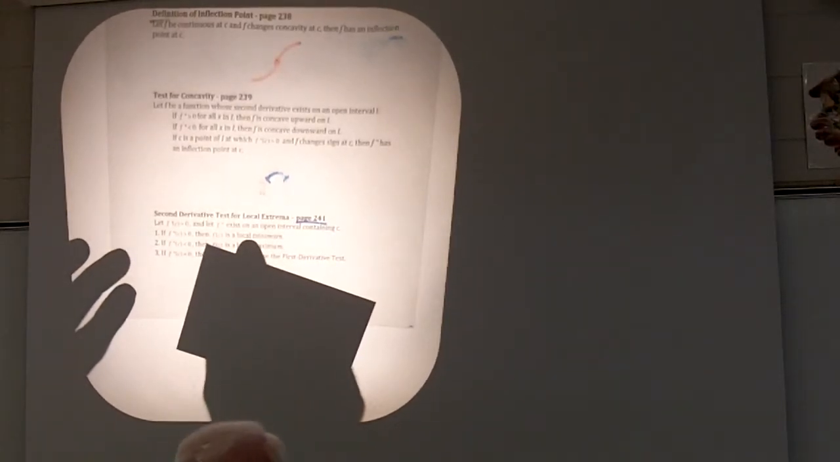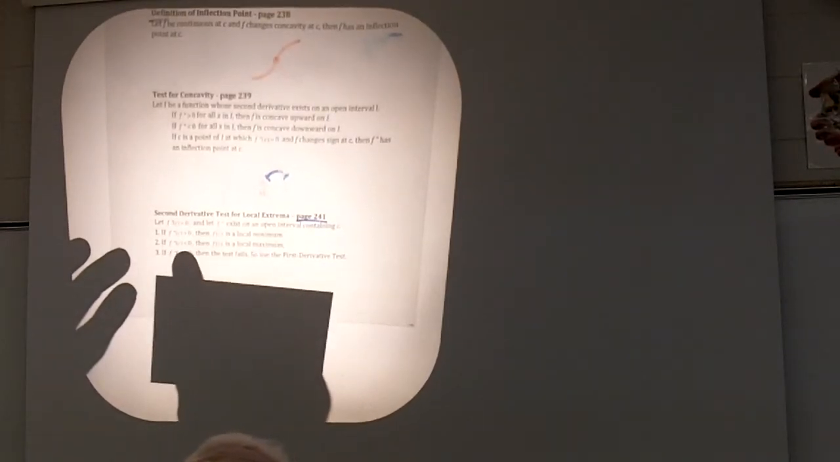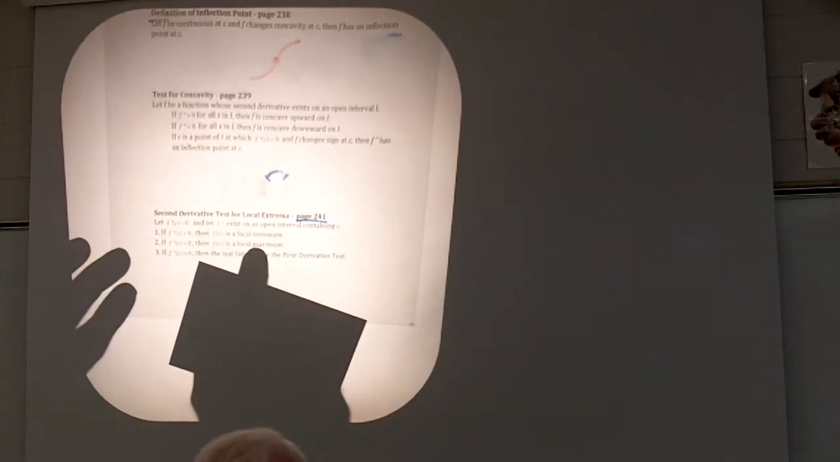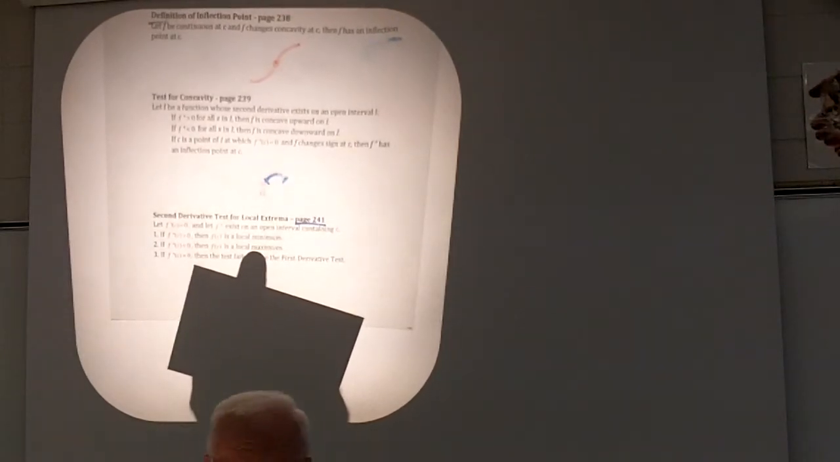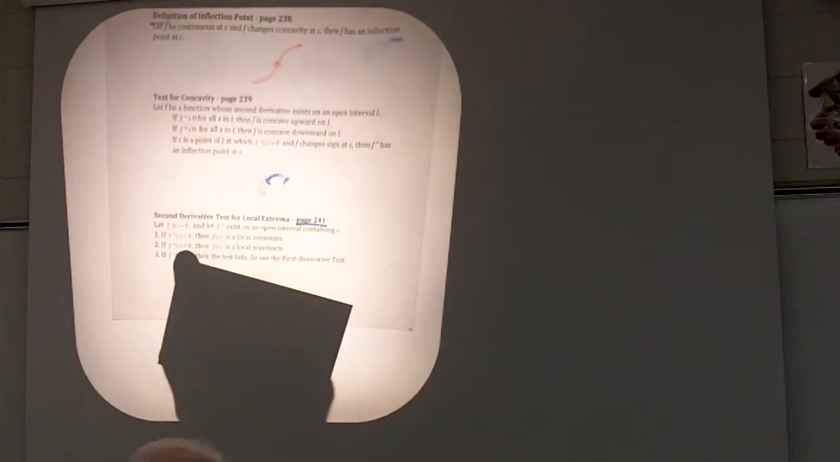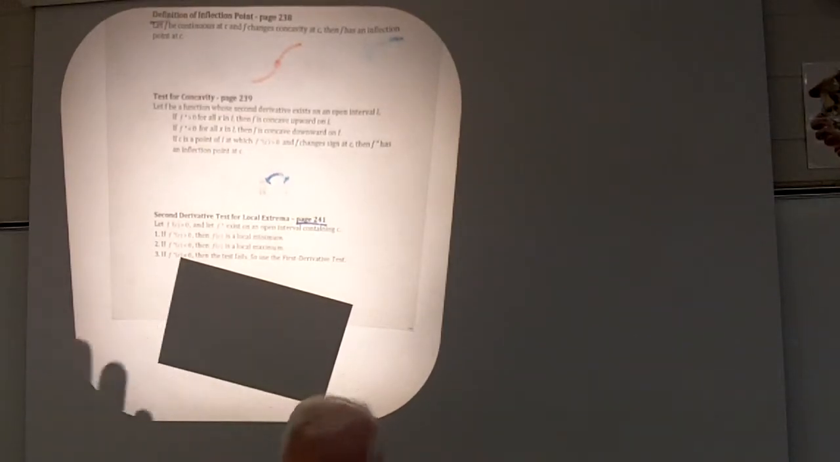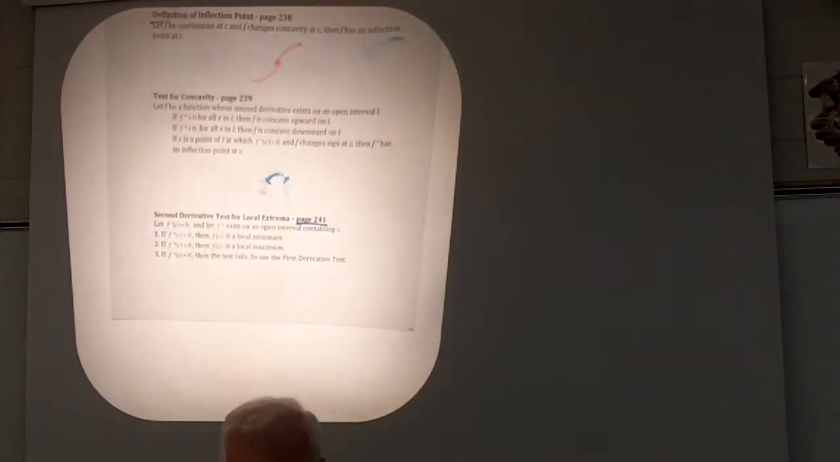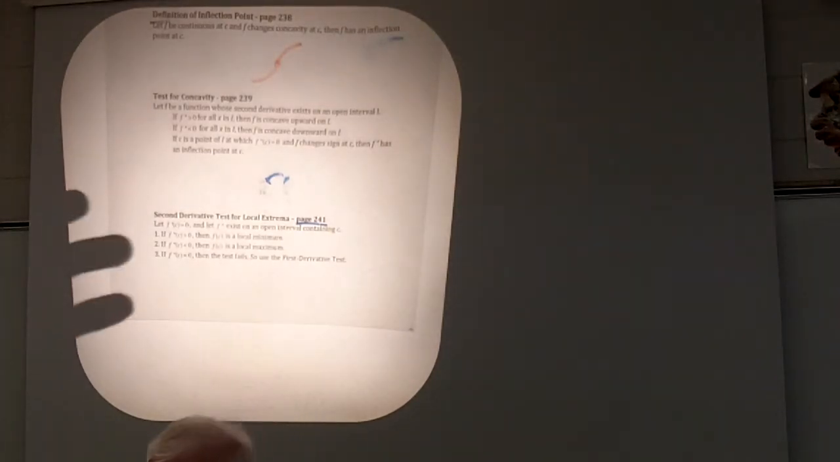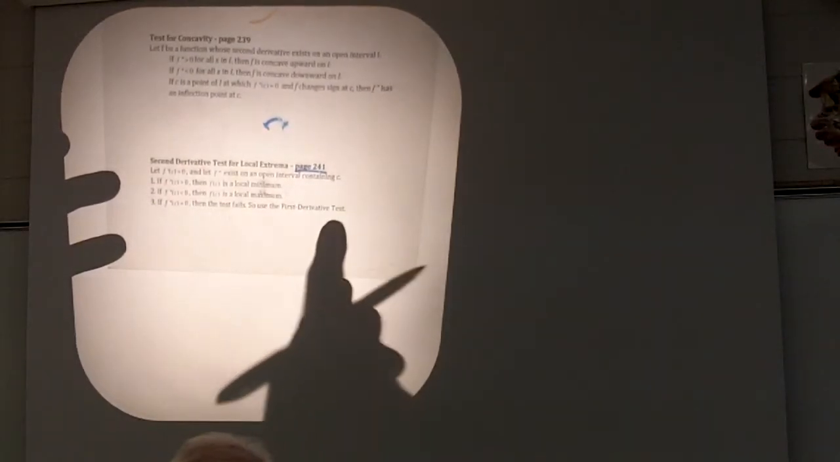Then, if f double prime is bigger than 0, then this is a local min. I don't know if you're catching on to this, but this is really fast. If it's less than 0, it's a local maximum. Now, let me show you how this works. We'll start with a very easy one. But this is the big kicker: if it doesn't work, then you have to go back to the first derivative test.